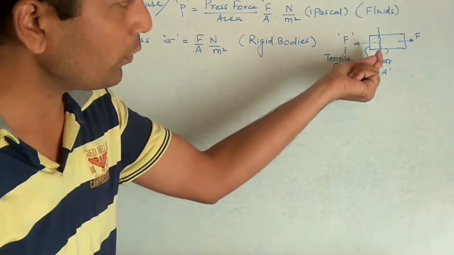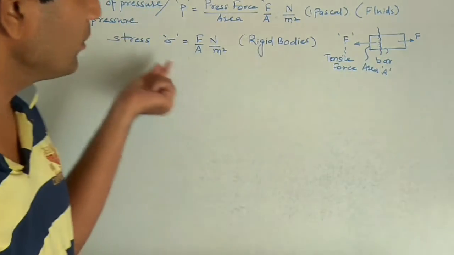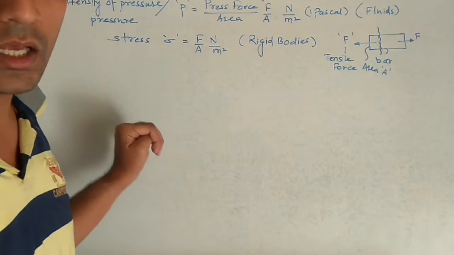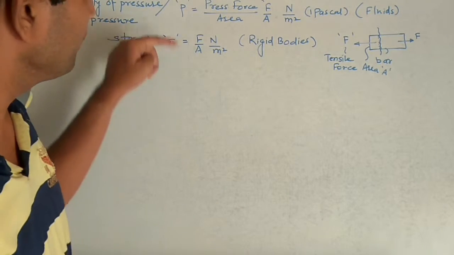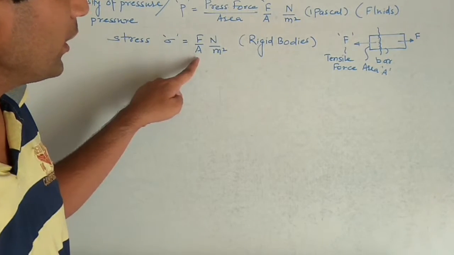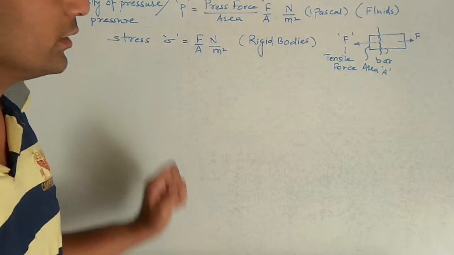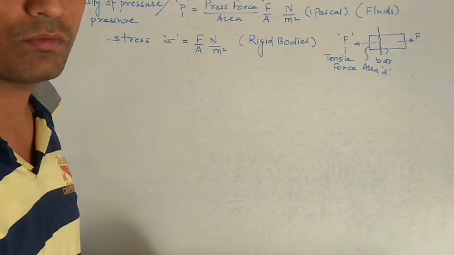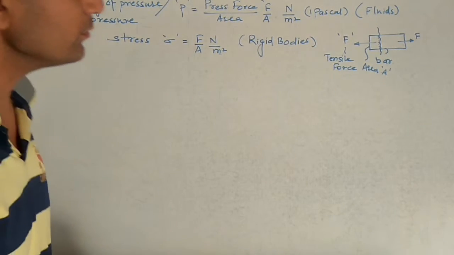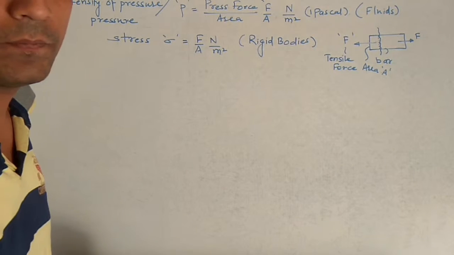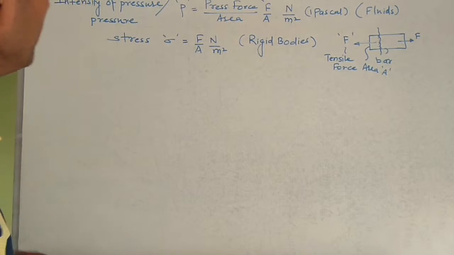So resistance provided by the particle is nothing but the stress, and both the terms are similar, F divided by A, but this is used in case of fluid and this one is used in case of rigid bodies. The next we'll see briefly what is pressure intensity.